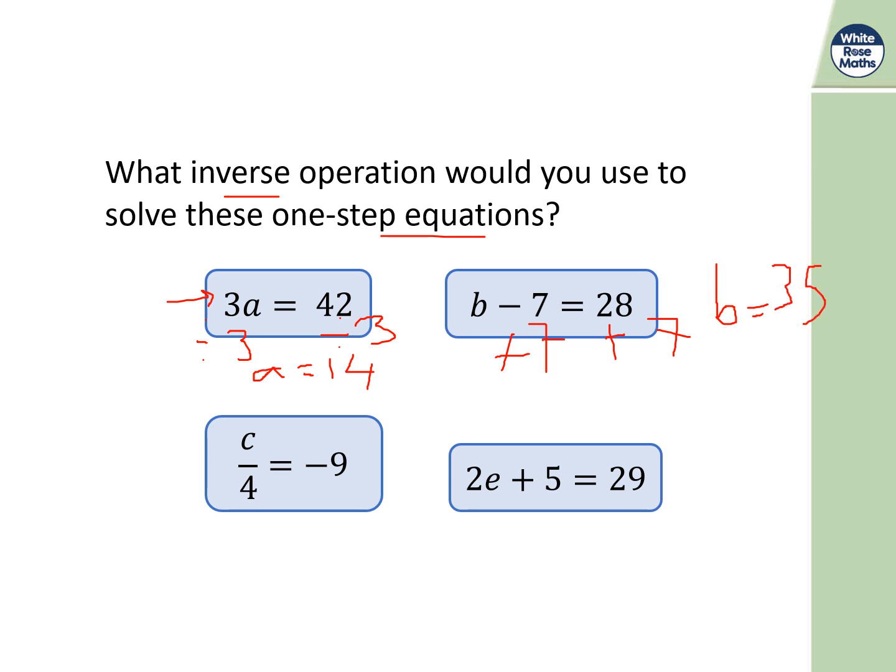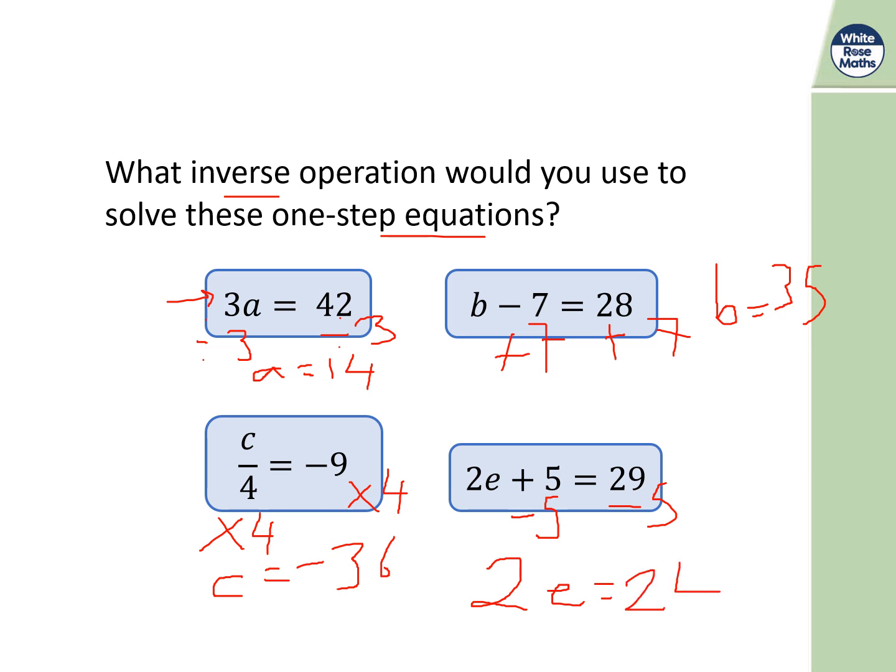The opposite of dividing by 4 is to multiply by 4. Sorry about this, guys, I apologise. So c is equal to minus 36. And for this next one, I've got to take away 5 first and then divide by 2, and I get e is equal to 12.